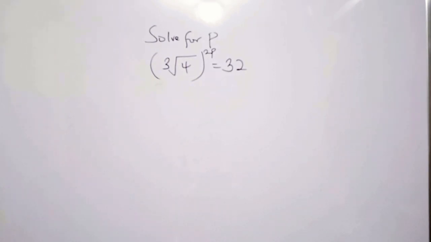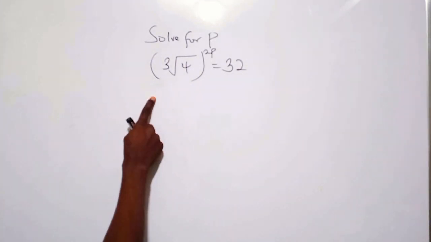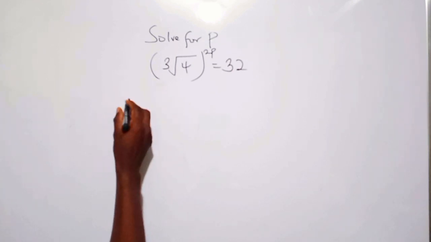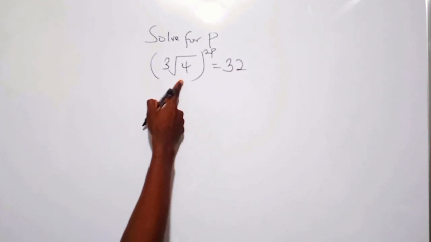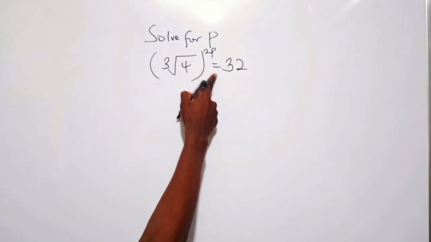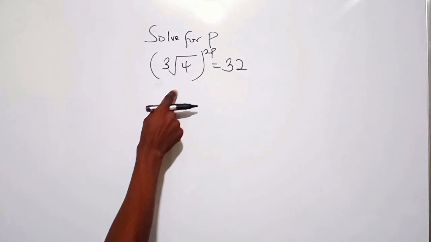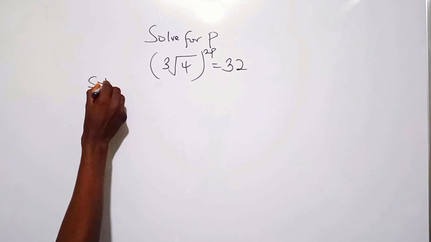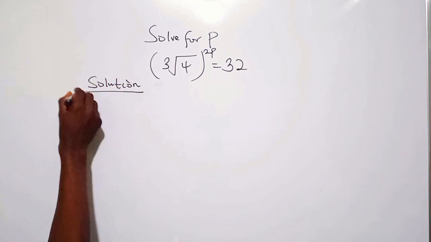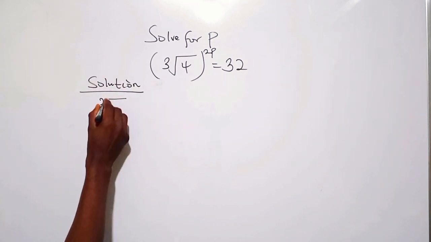The question says we solve for p in this exponential equation. So we have the cube root of 4 raised to the power 2p equals 32. What's the value of p when we solve this equation? Solution. So we have the cube root of 4.